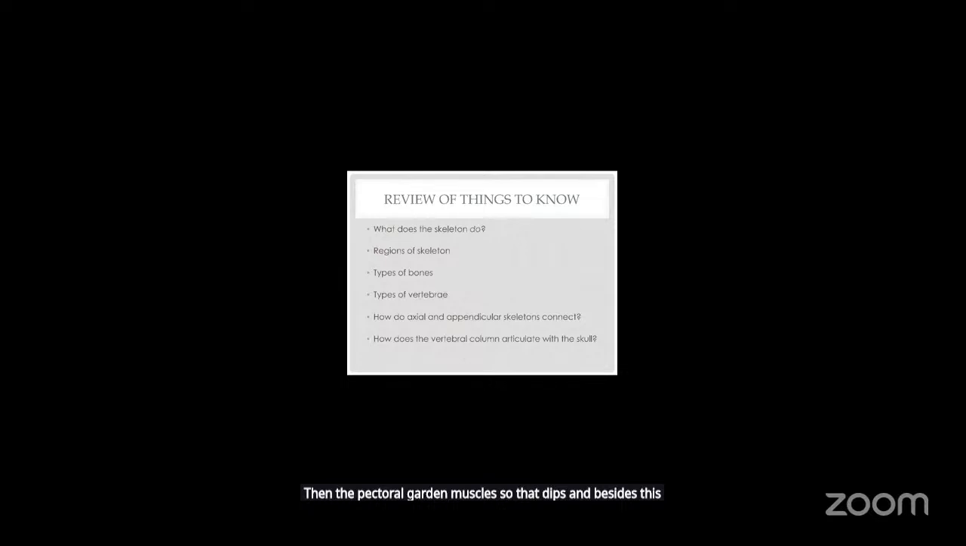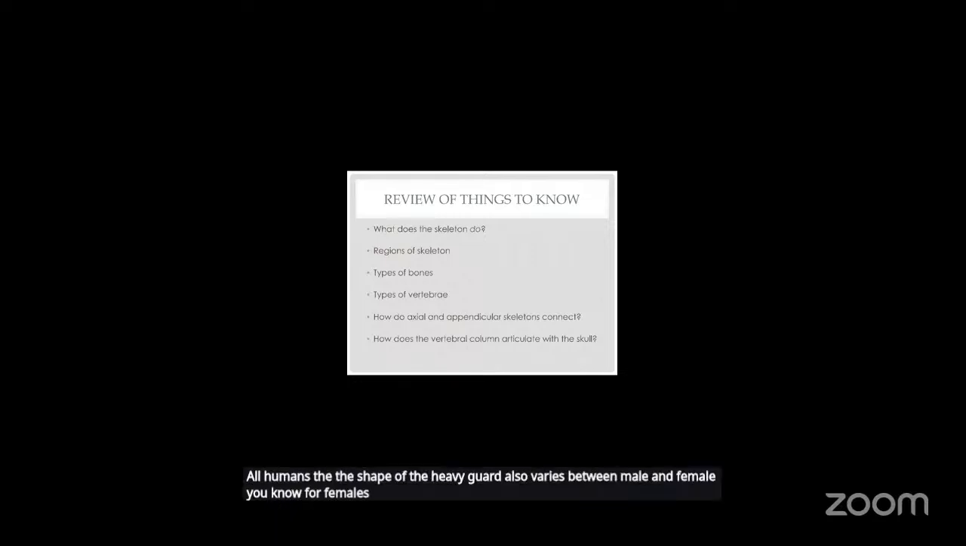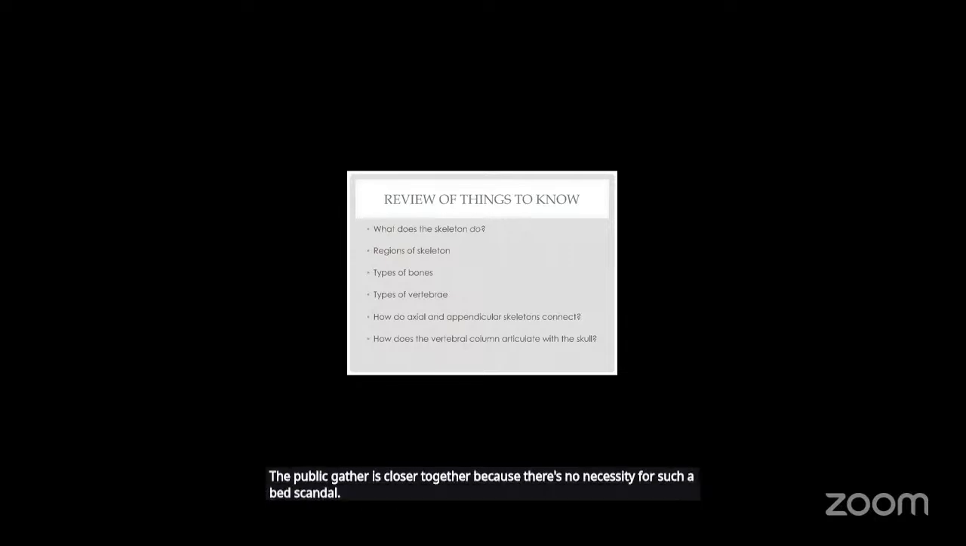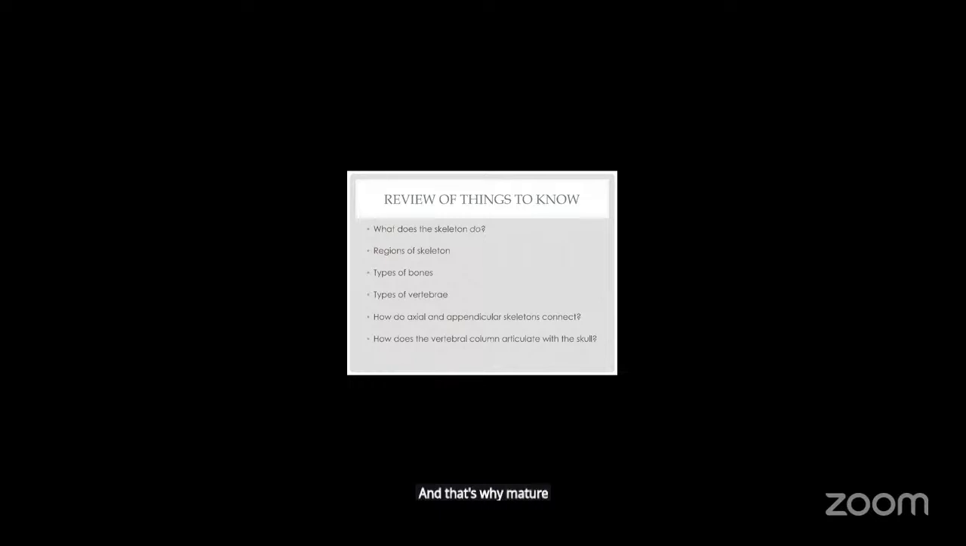For humans, the shape of the pelvic girdle also varies between male and female. For females, the pelvic girdle is wider, which creates a passageway which we call the birth canal, for delivery of babies when necessary. Whereas for males, the pelvic girdle is closer together because there's no necessity for such a birth canal. That's why, in matured females, you see that the hip bones are wider, to prepare the body for eventual delivery of the human fetus.